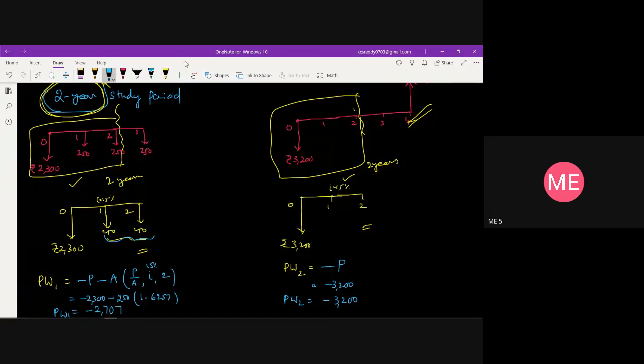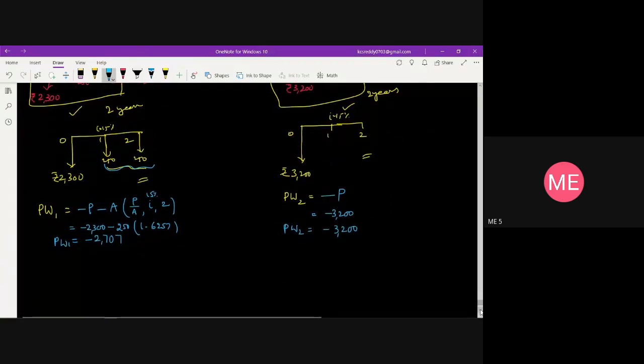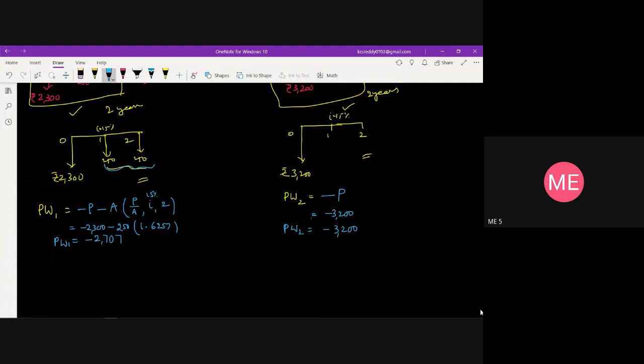By comparing the present worth of the first and the second alternative, asset 1 has the lowest present worth compared to asset 2, for which I have taken only a 2 year service period. Given the assumption we took, there is no salvage value, because the salvage value is not coming into the picture for this asset.